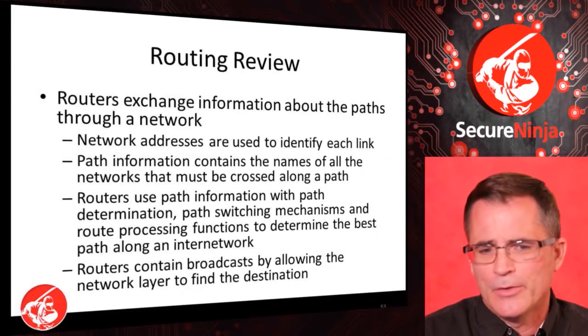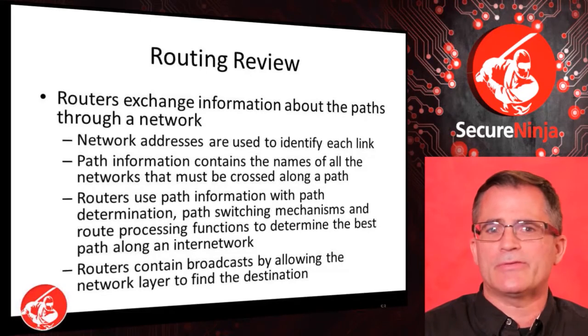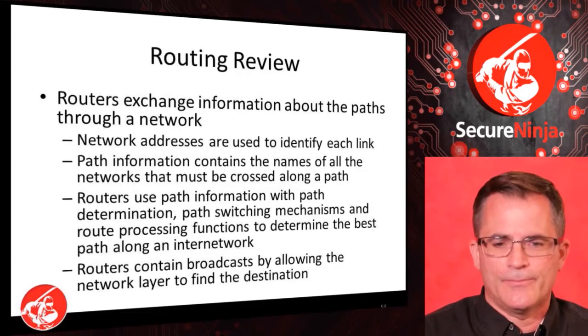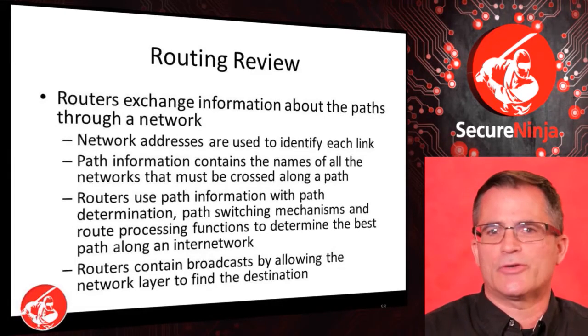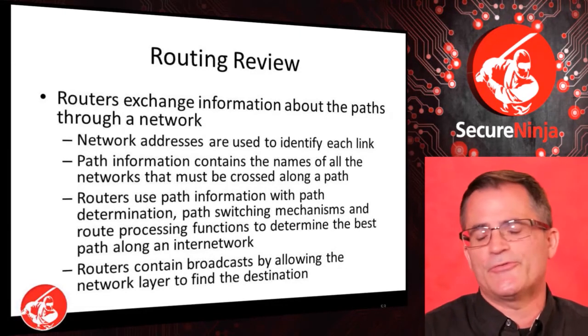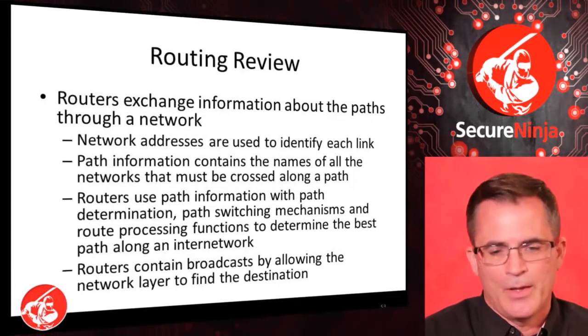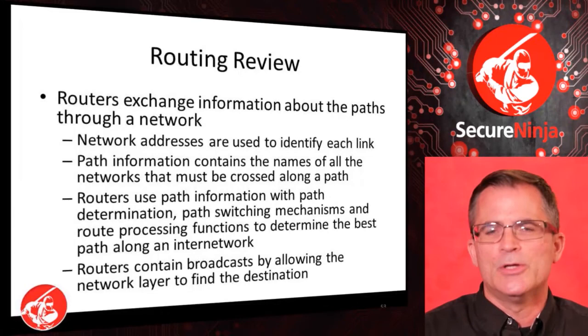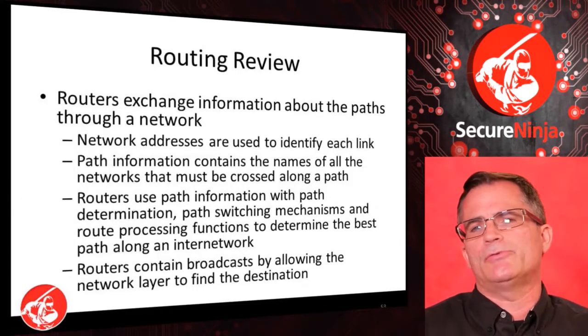What is routing? Routers exchange information about paths through a network. The network addresses identify each link, and it contains the names of the networks that it crosses along the paths. They use this information to determine what we call switching. And a router contains broadcast by allowing the network layer to find a destination. So when you think about it, when an IP address is on your machine, it goes and hops around the internet until it finds the router that owns that IP address block. And then the data is delivered to what we call the MAC address, the physical address.